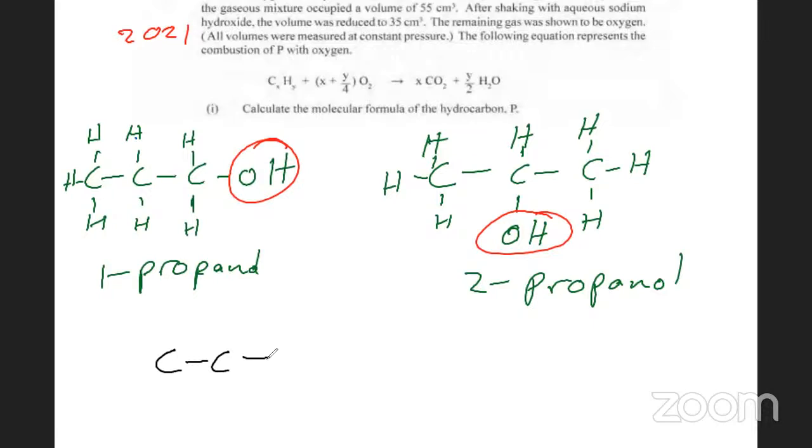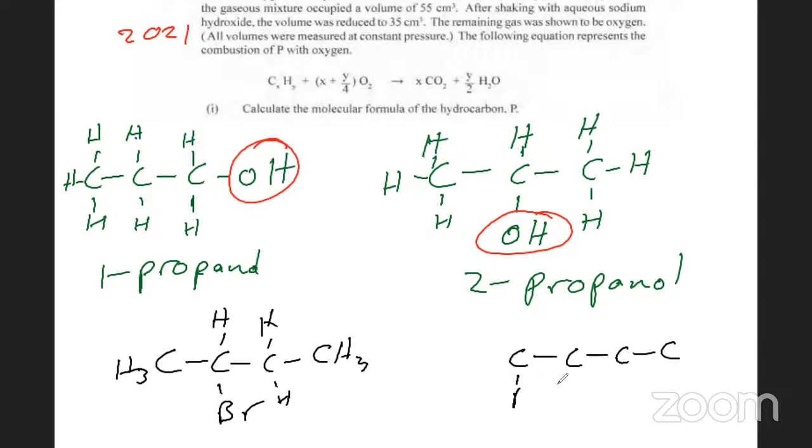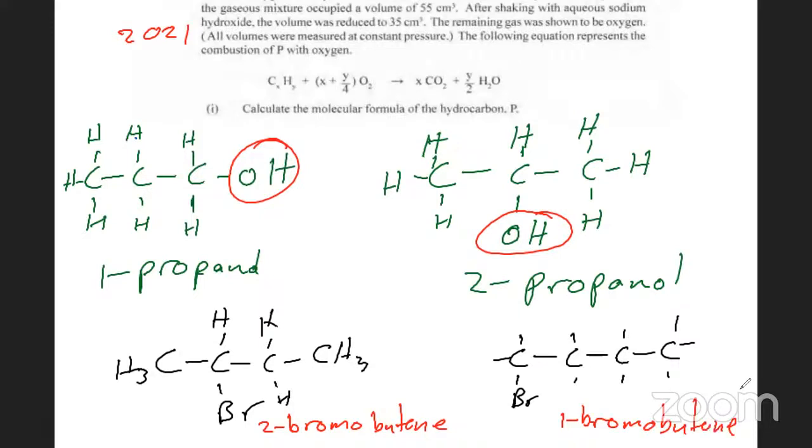So for example, this would be 2-bromobutane. So all I'm going to do is move the position of the Br. And so this is 2-bromobutane and 1-bromobutane. All right, so that is positional isomerism.